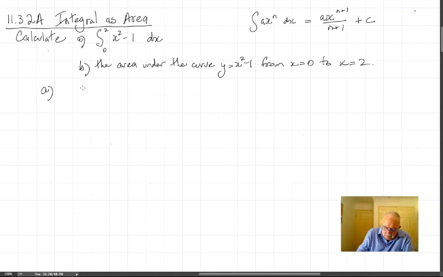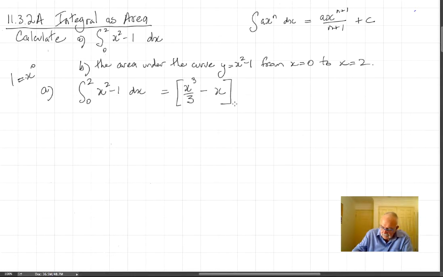Alright, so if we're going to do the integral between 0 and 2, as I say, no plus c, of x squared minus 1 dx is equal to, this is the first one we look at, and that'll be x to the power of 3 over 3 minus, and the integral of 1. Now 1 is equal to x to the power of 0. Anything raised to the power of 0 is 1. So if we add 1 to that power, we get x to the 1 over 1, or just simply x. We wrap some square brackets around that, and we go from 0 to 2.